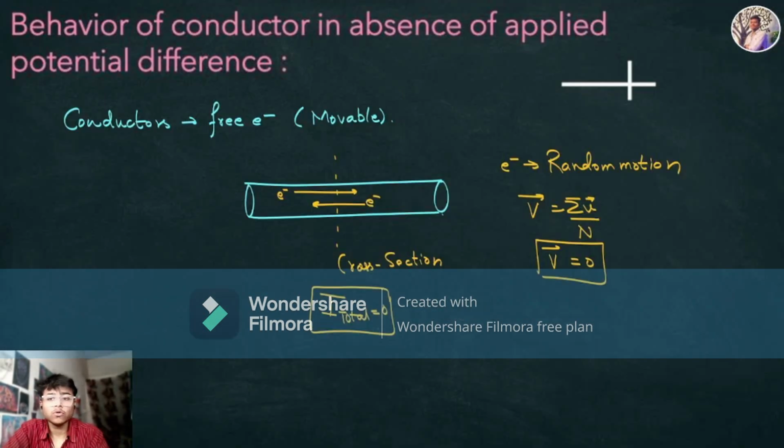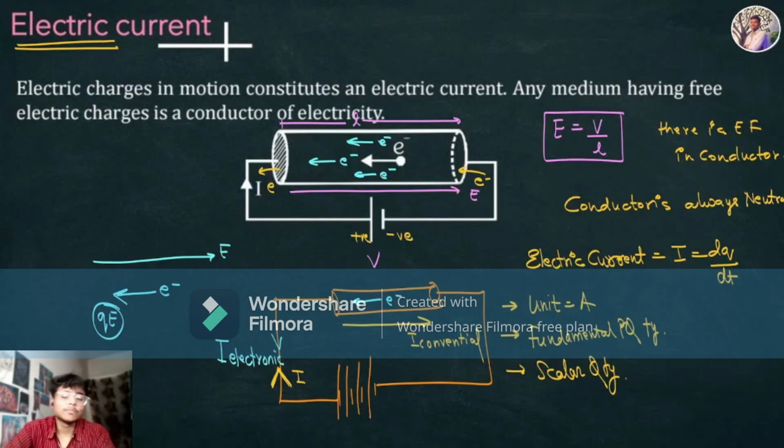So let's start now. What comes to our mind when we talk about electric current? Electric charges in motion constitute an electric current. We all know there is a flow of charges inside the conductor, so it constitutes an electric current. Any medium having free electric charges is a conductor of electricity, and E is equal to V by L.